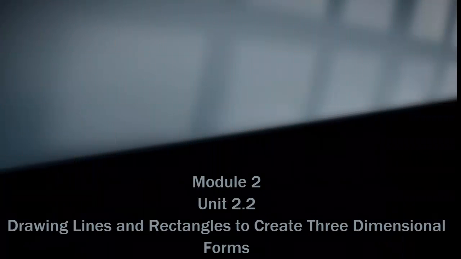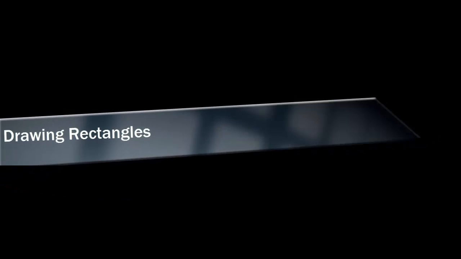This is Module 2, Unit 2.2, Drawing Lines and Rectangles in SketchUp. Today, we will be learning how to draw lines. We'll be drawing rectangles, organizing two-dimensional shapes and drawing them to scale, and turning our two-dimensional planes into three-dimensional form.